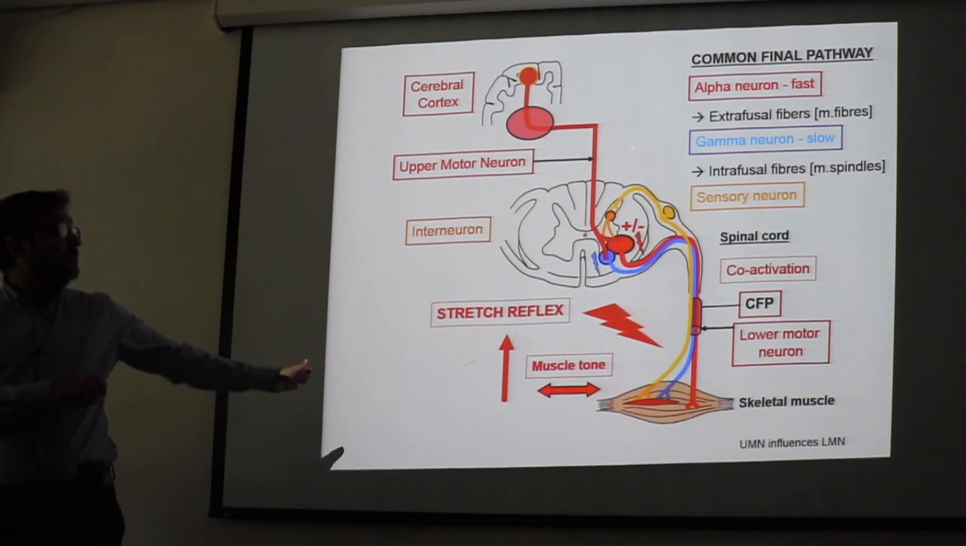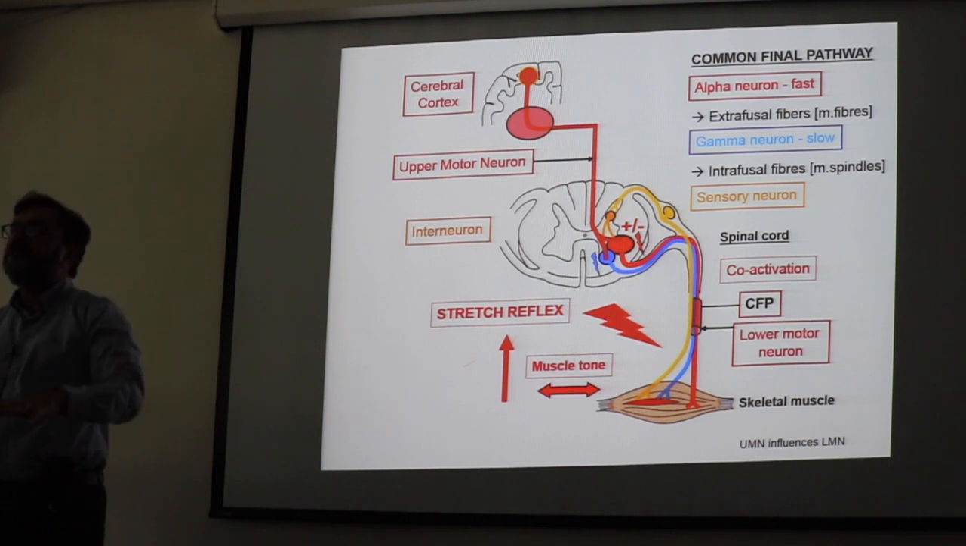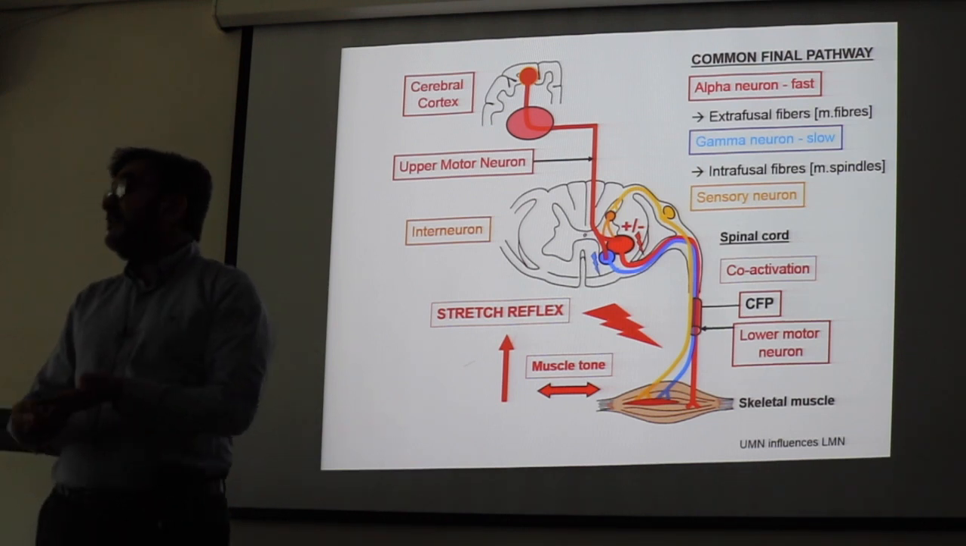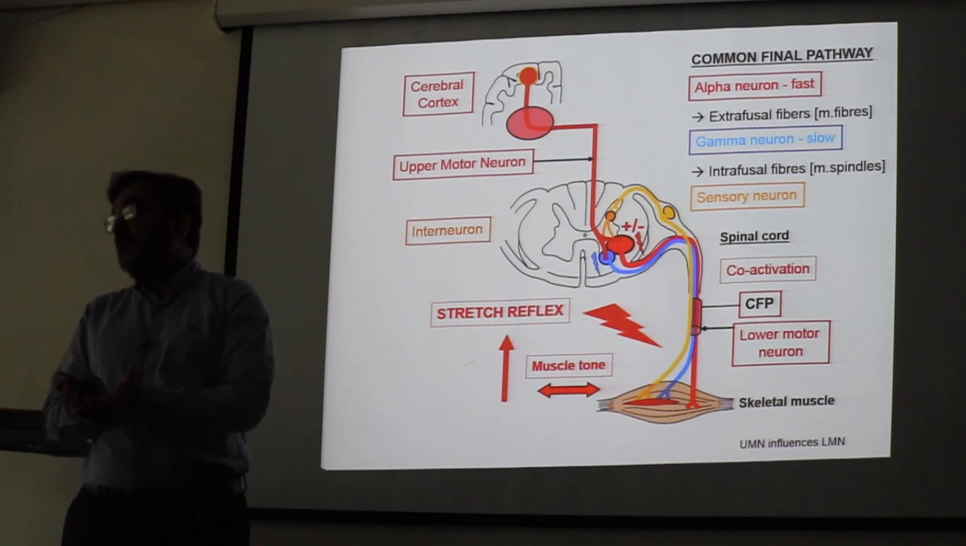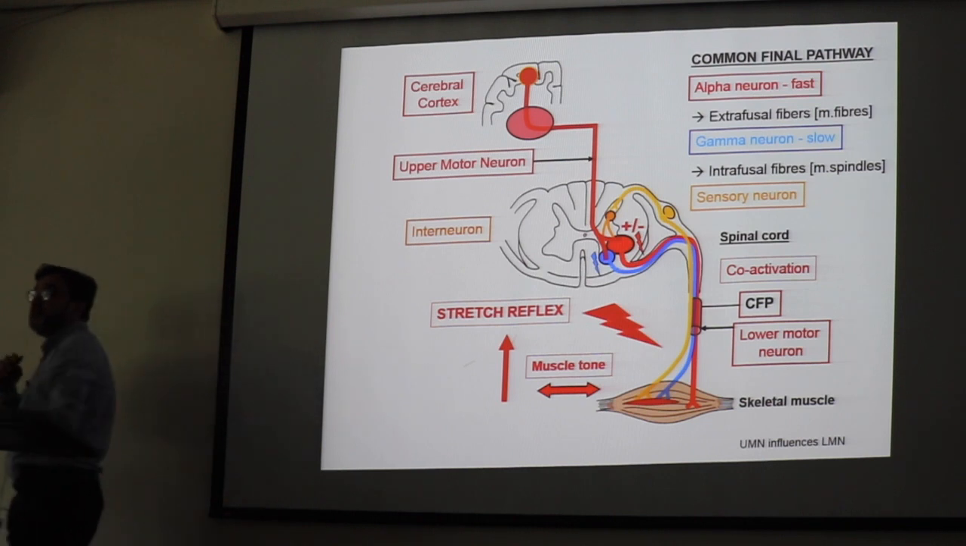If you have the upper motor neuron affected, the corticospinal or rubrospinal or whatever, then you would have hyperreflexia, you would have increased tone, you have the spastic type of paralysis, and the muscle mass will remain intact. So those are the signs of upper motor neuron type of paralysis.